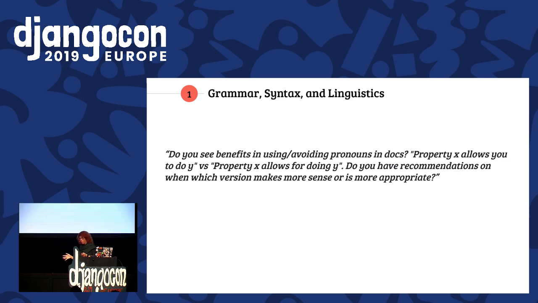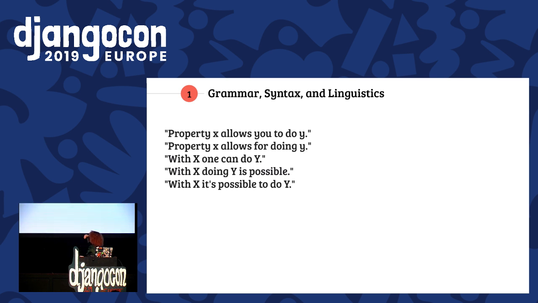But the answer to all of that is minimalism, which means use fewer words. One of the first things I was taught when I became a technical writer is you have to keep it really, really simple, and even simpler than you think. Not because the topics are simple, but the topics we write about are so complicated sometimes that the language has to be extremely simple. Looking at the examples the question listed: property X allows you to do Y, property X allows for doing Y, with X one can do Y, with X doing Y is possible, with X it's possible to do Y.